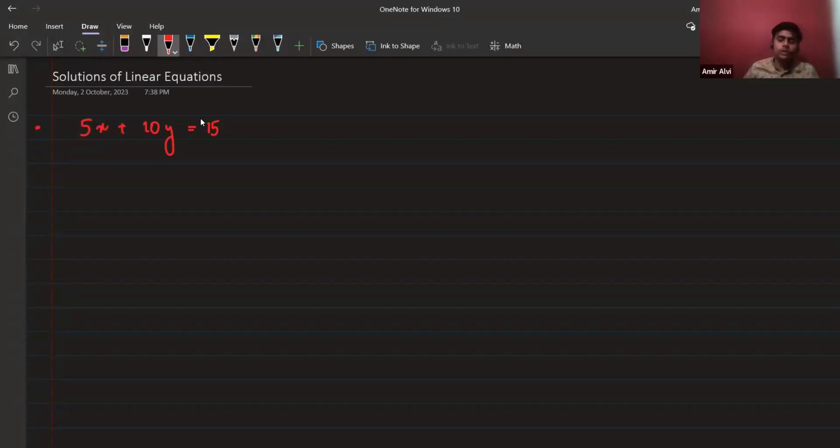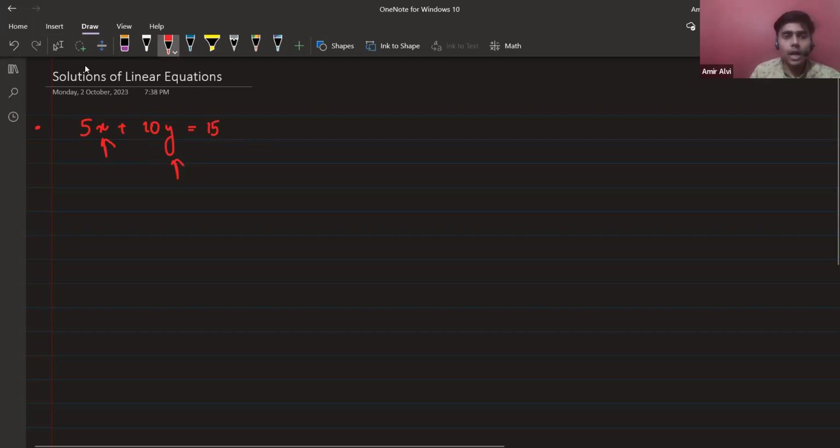So basically, solution means that we have to find the specific values of x and y so that the equation gets satisfied. Which means we have to put some value of x and y so that we can satisfy the equation. Is that clear? So first, how to calculate the solutions of a linear equation. First, make x 0 to get the value of y, and then make y 0 to get the value of x. Got it?